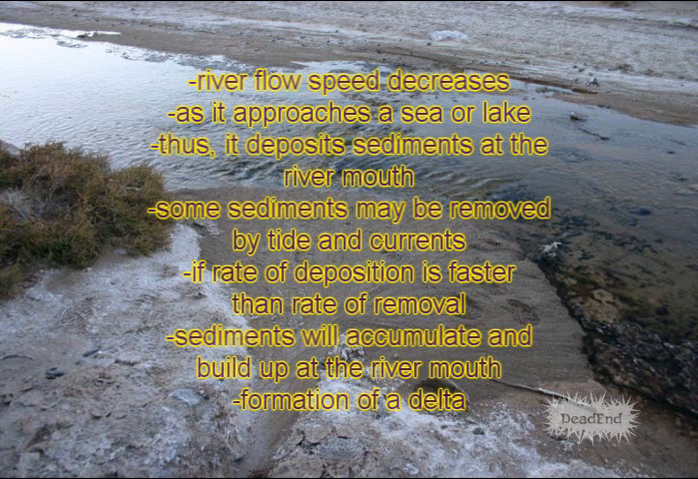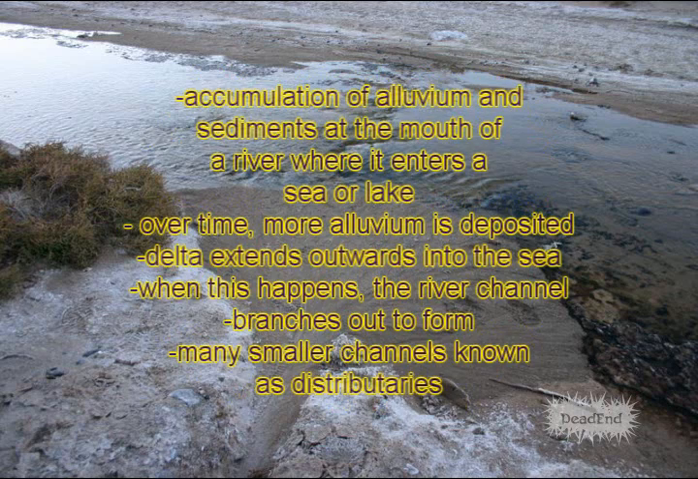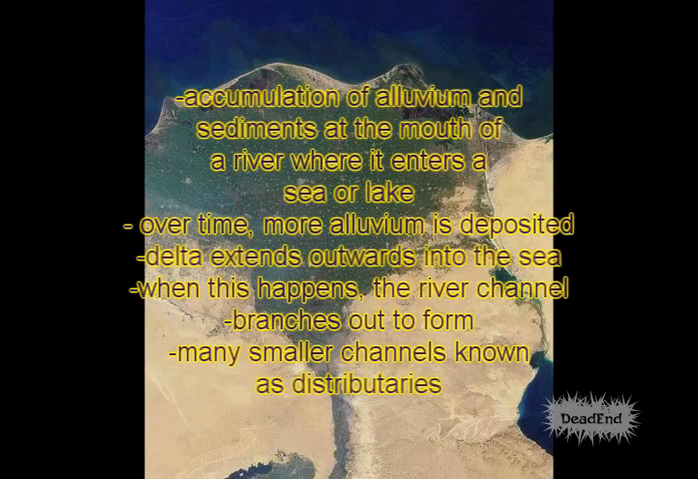This results in the formation of a delta, which is an accumulation of alluvium and sediments at the mouth of a river, where it enters a sea or lake. Over time, as more alluvium is deposited, the delta extends outwards to the sea. When this happens, the river channel branches out to form many smaller channels known as distributaries.